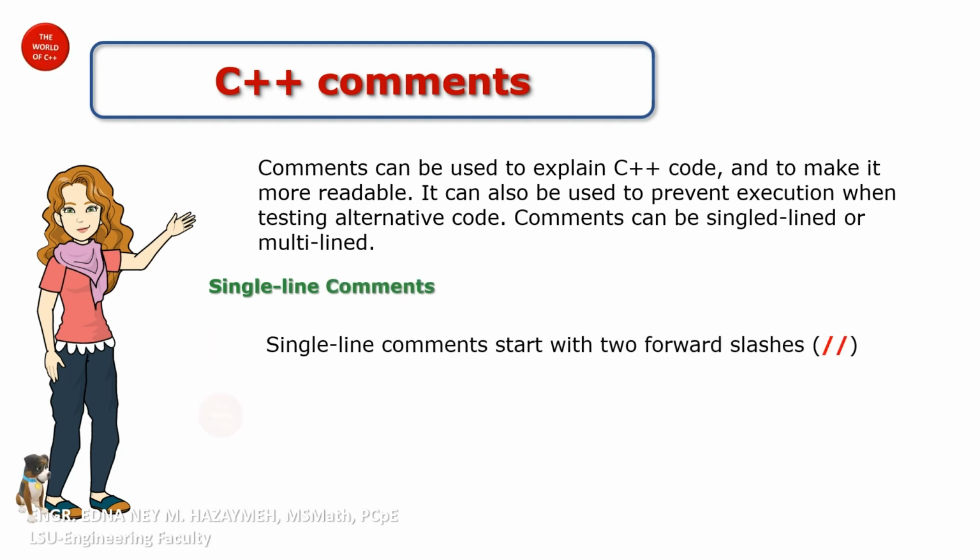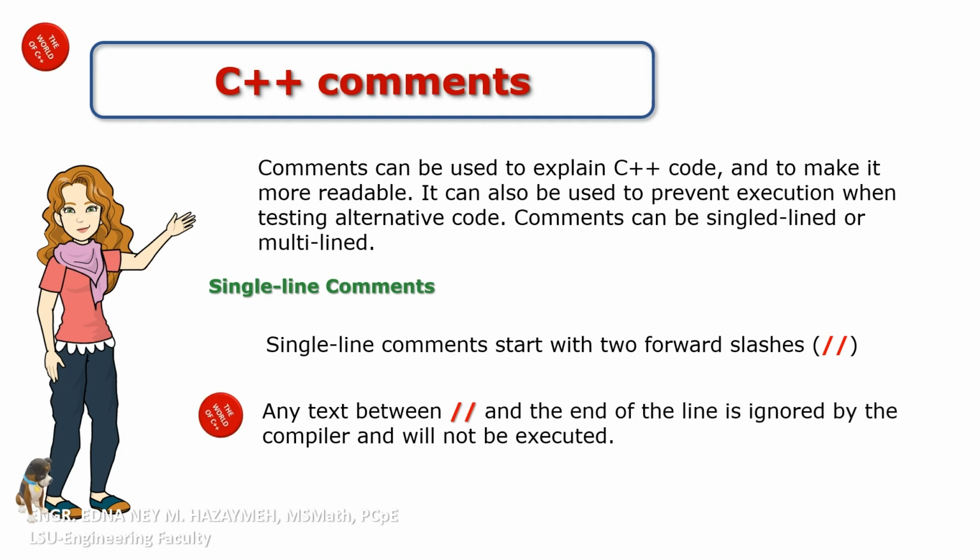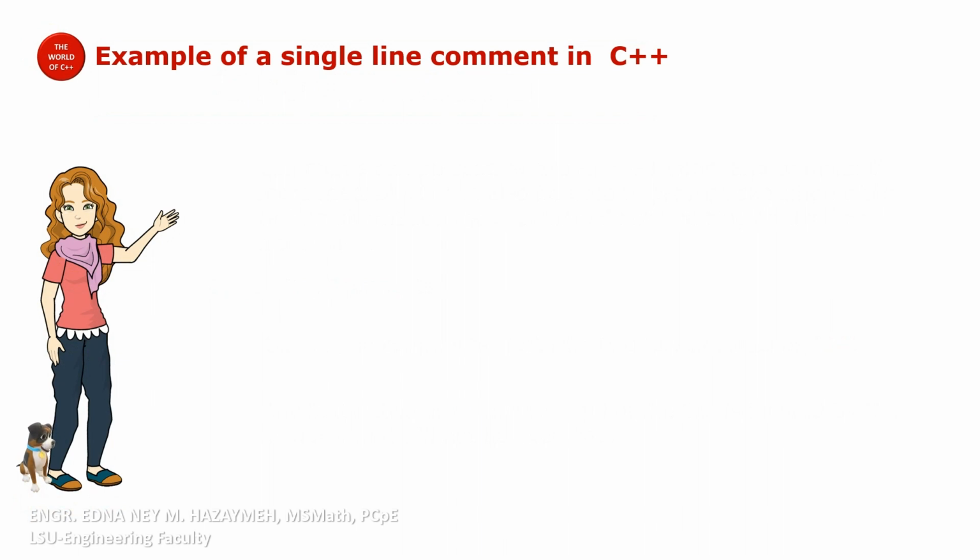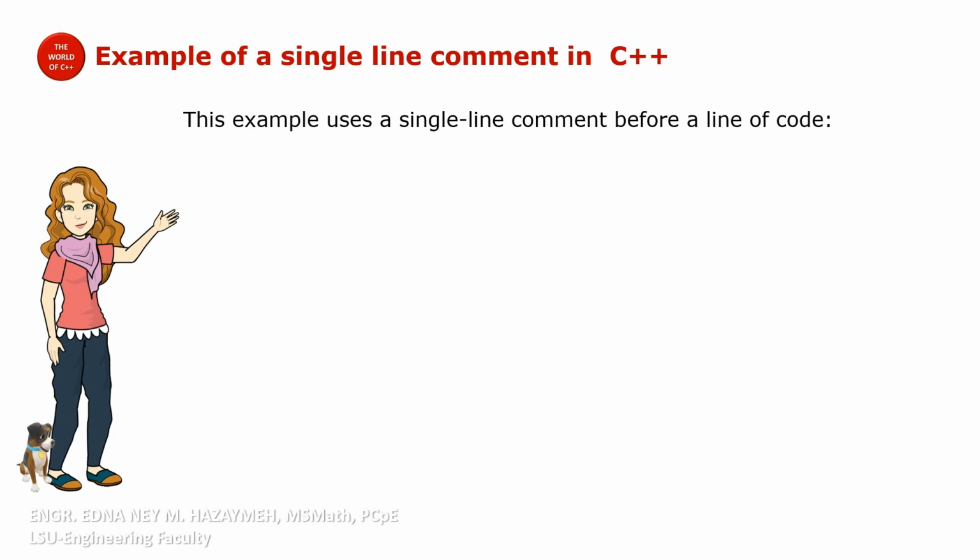Any text between 2 forward slashes and the end of the line is ignored by the compiler and will not be executed. Example of a single-line comment in C++. This example uses a single-line comment before a line of code.